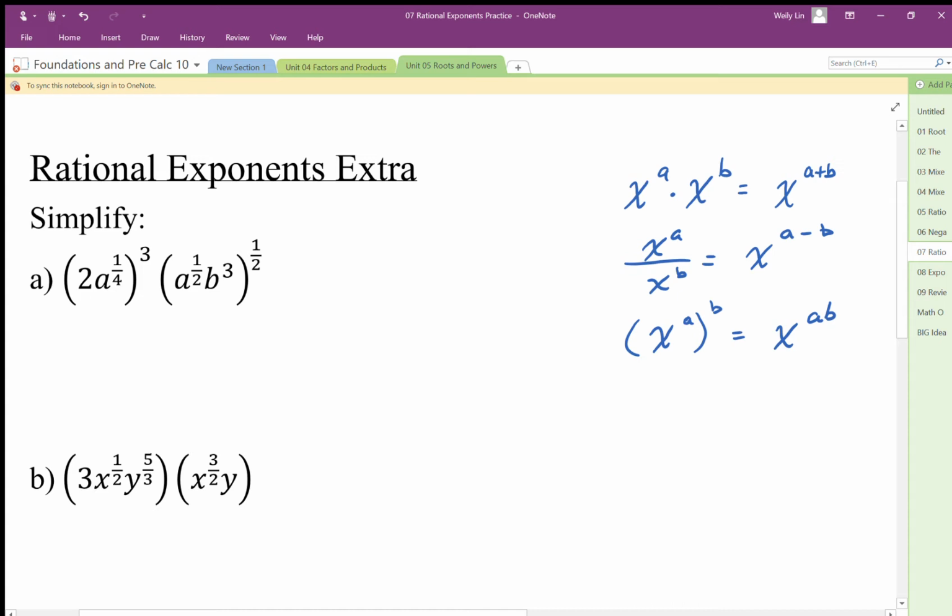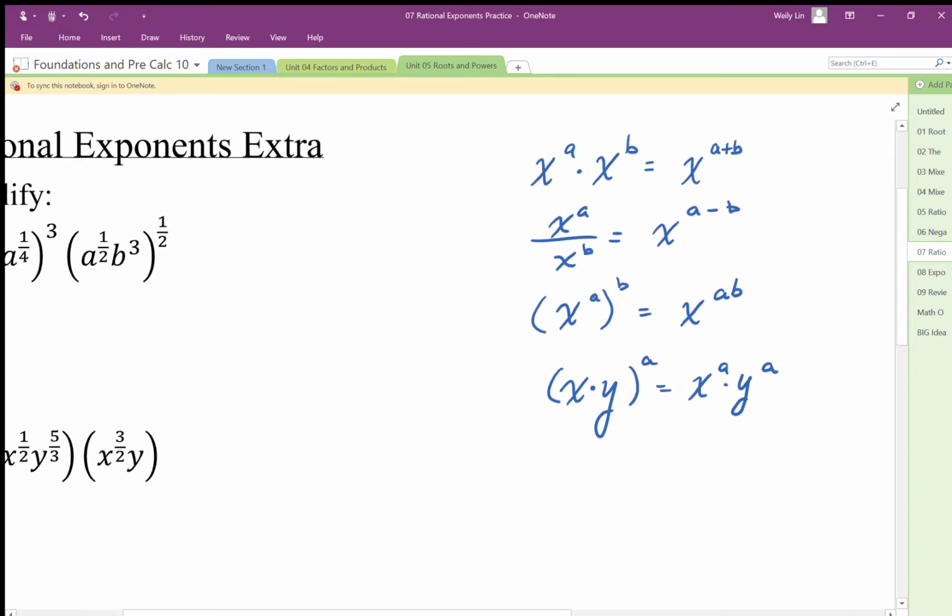The other part of exponents that we can use is that if we have multiplication, we can apply the exponents across the multiplication. So it looks like that, or division for that matter.